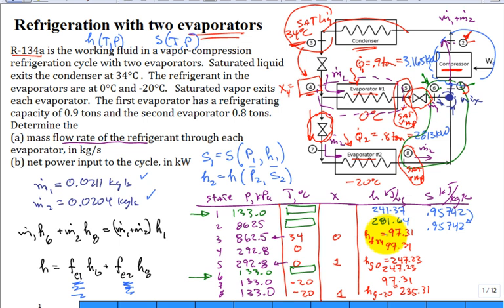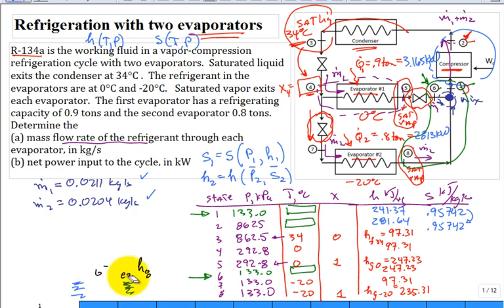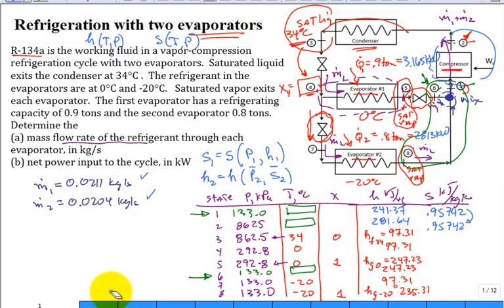Basically, the temperature at 6 is a function. Now, I almost need to write something here. Let me just erase right in here. If you wanted to, they're not saying you need to, you could have said the temperature at 6 is the temperature, knowing what two properties? The pressure at 6 and the enthalpy at 6. You could, that's fair game, all right?